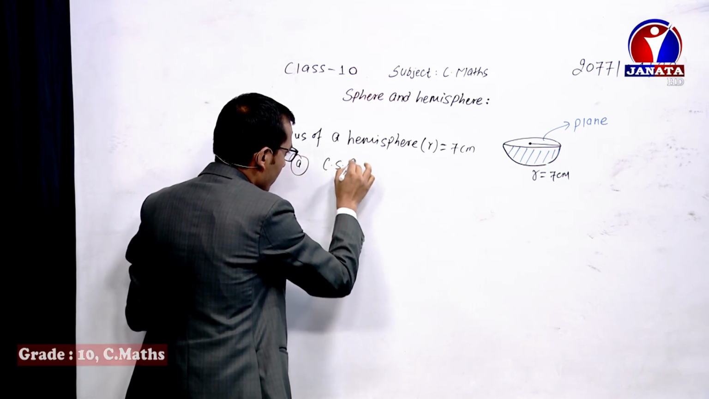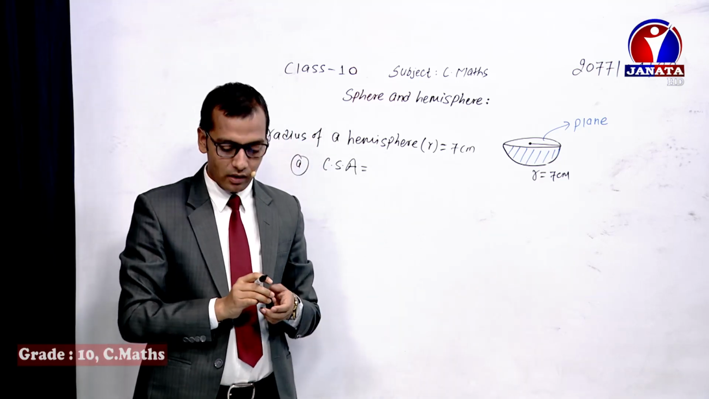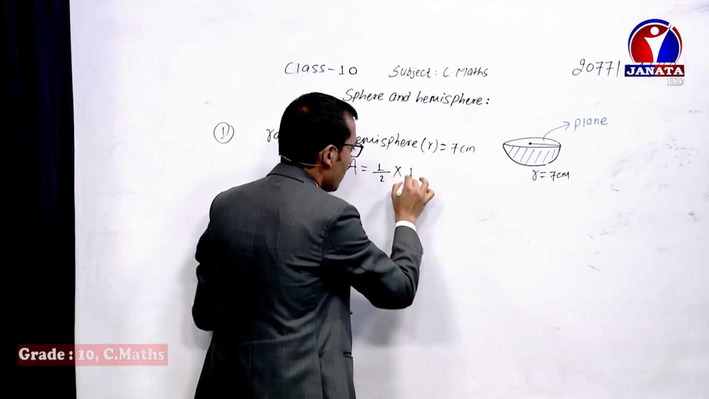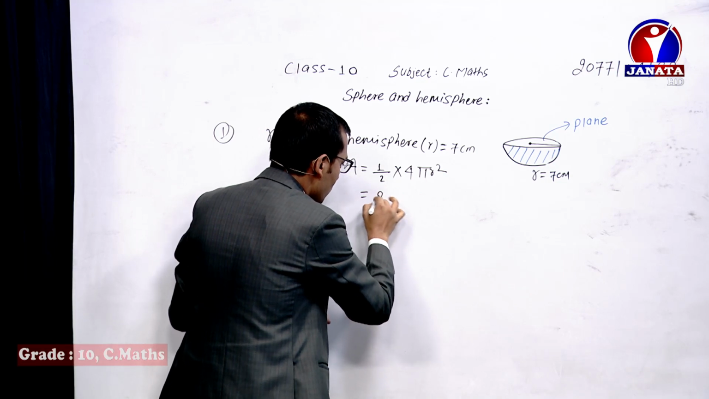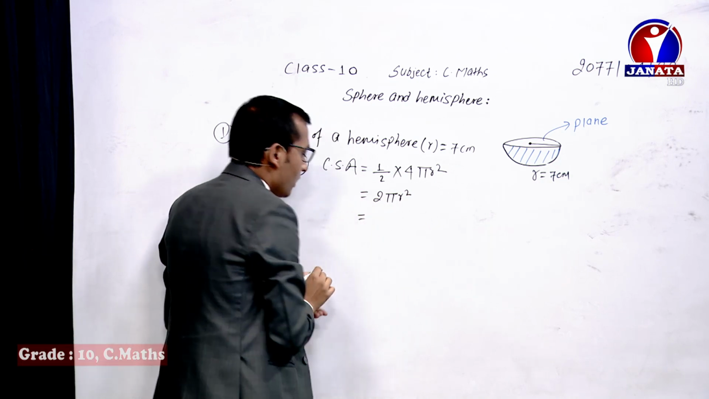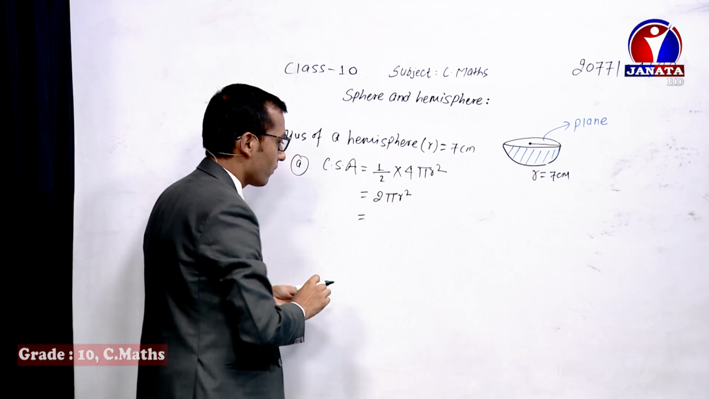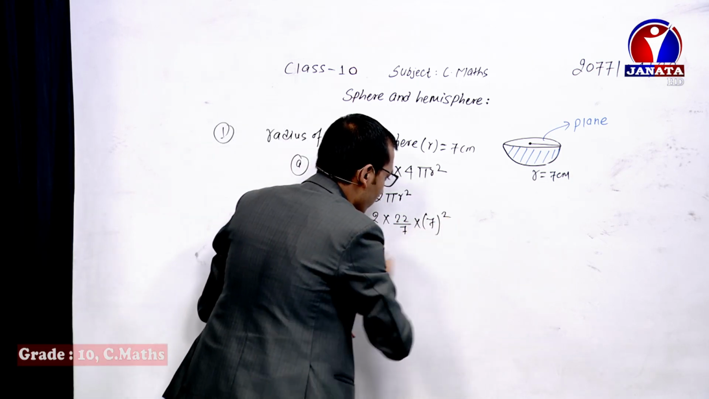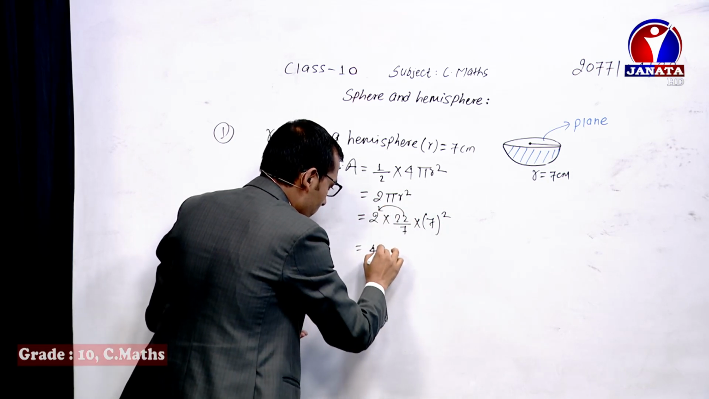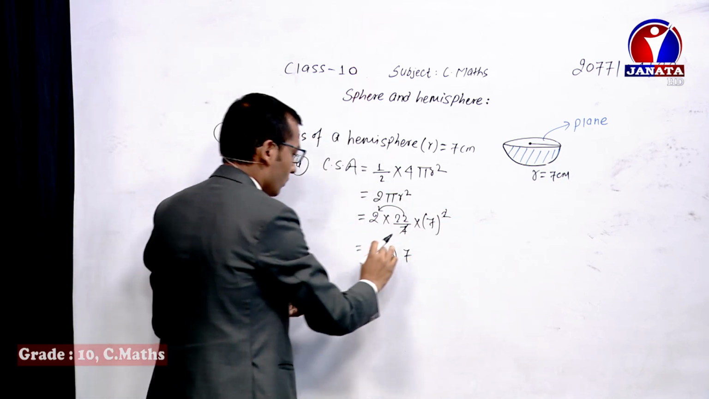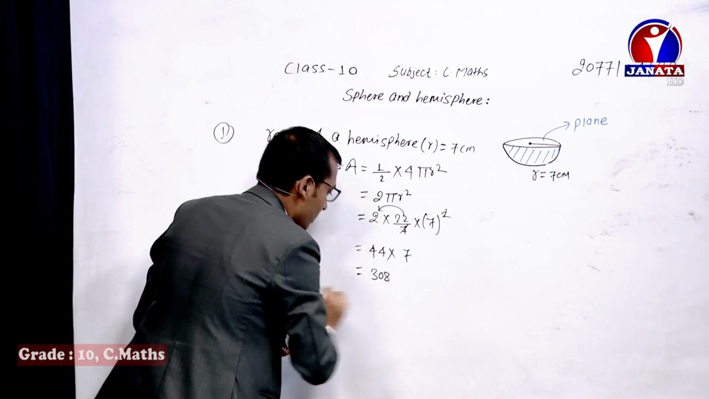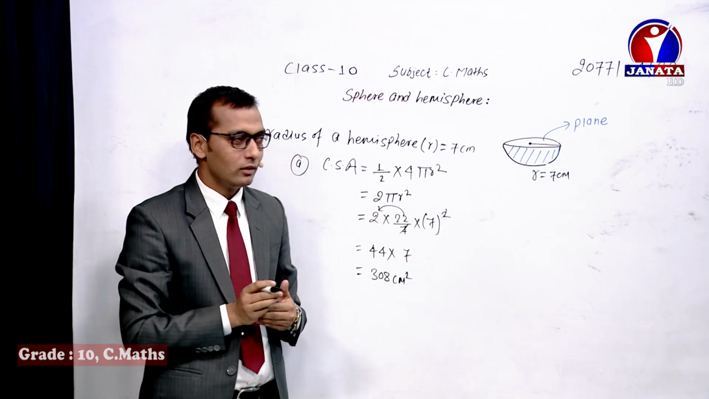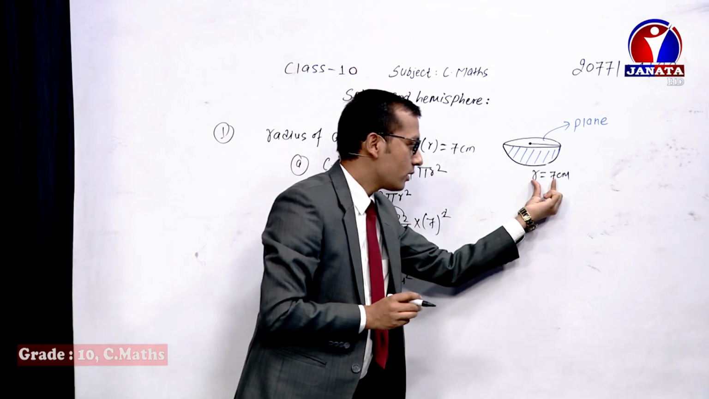First is what is the curved surface area? Curved surface area of a hemisphere is half of the surface area of a sphere. So this is 1/2 of surface area of a sphere, 4 pi r square. So this is 2 pi r square. Now what is the value of r? Radius 7 centimeter. So we can replace r with 7. So 2 times pi, which is 22 over 7, times r square, 7 square. So 22 times 2 is 44, we can cancel 7 with 7. So this is 308 square centimeter.